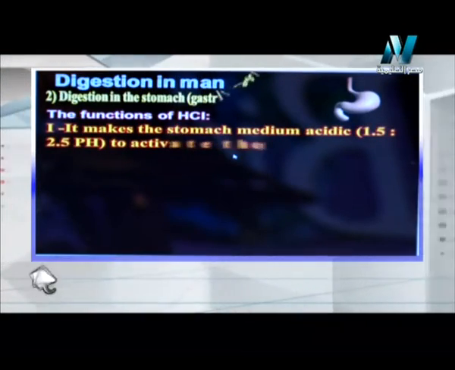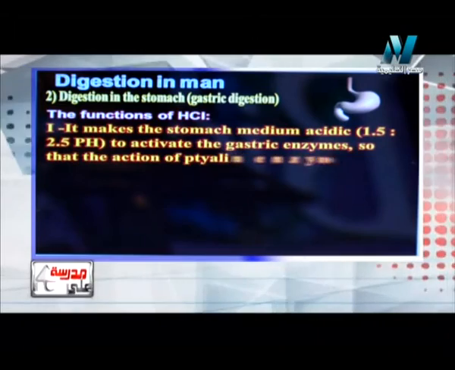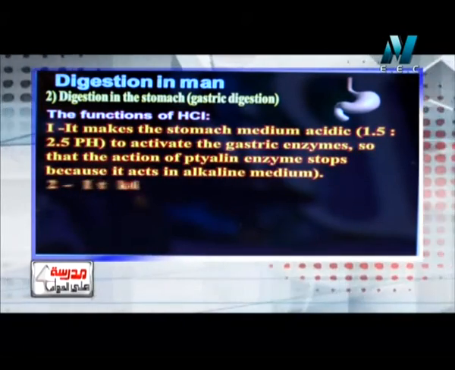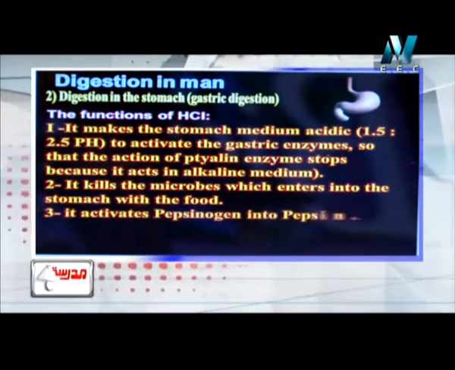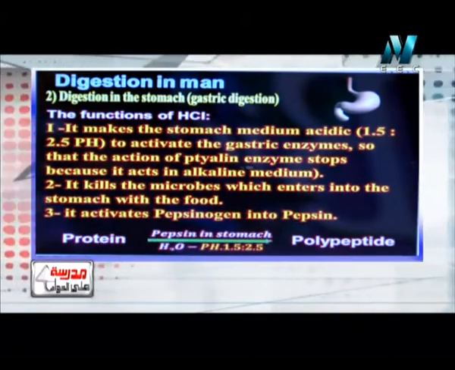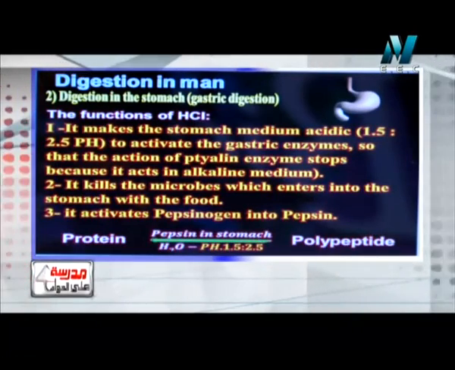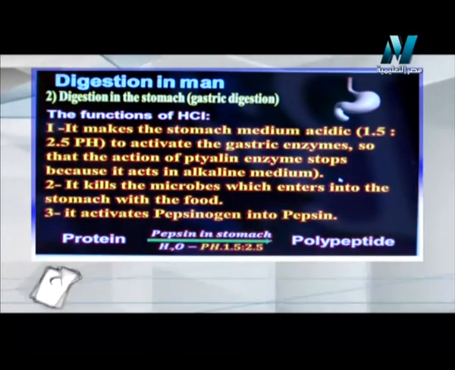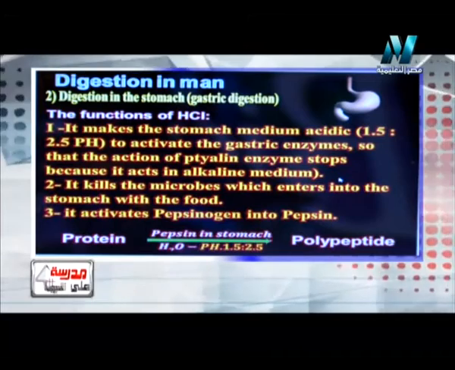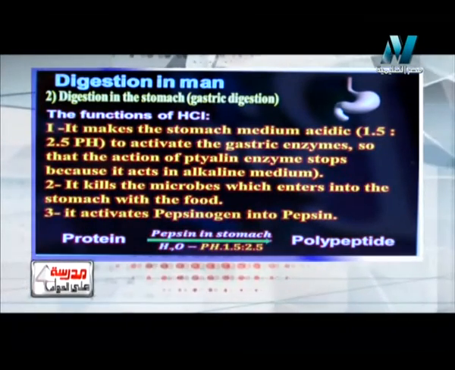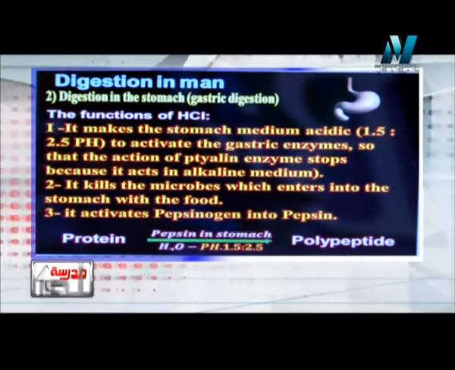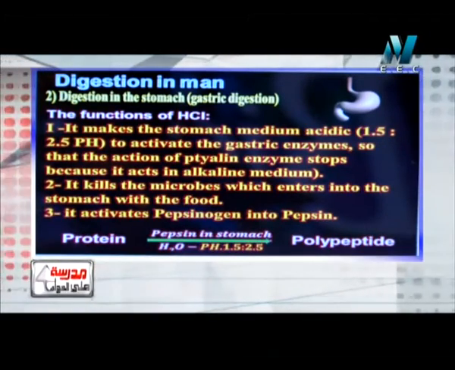What about the function of HCl? It makes the stomach medium acidic, 1.5 to 2.5, to activate the gastric enzyme, so that the action of ptyalin enzyme stops because it acts in alkaline medium. التايلين اللي سميناه salivary amylase بيشتغل في الماوس في ويك alkaline medium 8. طب لما ينزل للستومك strong acidic 1.5 يبقى هنا التايلين مش هيشتغل، لأن التايلين act in weak alkaline medium.